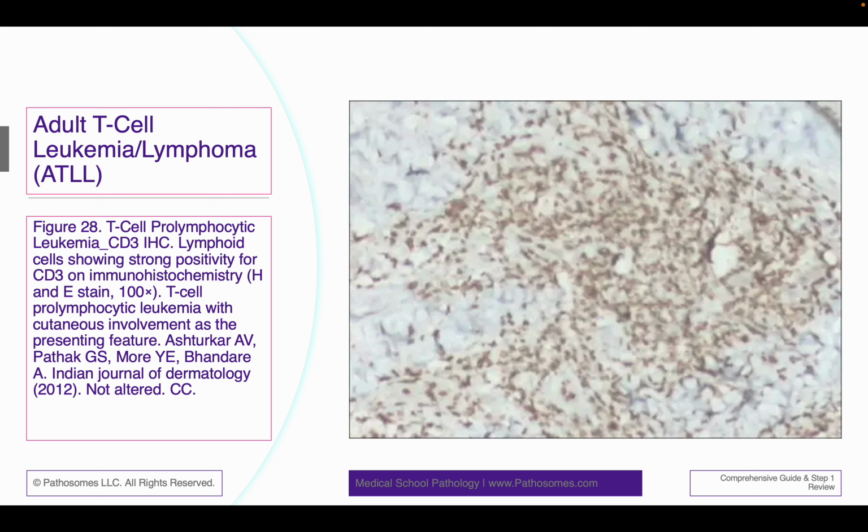Note that CD3 is a pan-T-cell marker. So CD3 is used to make sure that this is a T-cell process. You can tell by positivity here, as opposed to a B-cell process, which would utilize a B-cell marker like CD20 or CD19, something of that nature. But we have CD3 positivity on immunohistochemistry here, so we know it's a T-cell process.